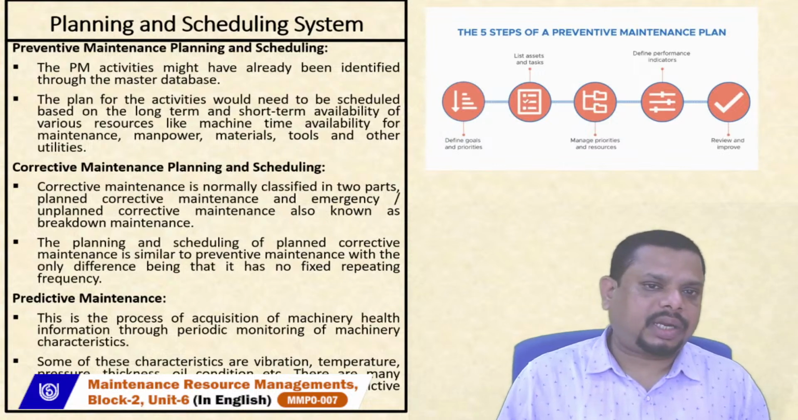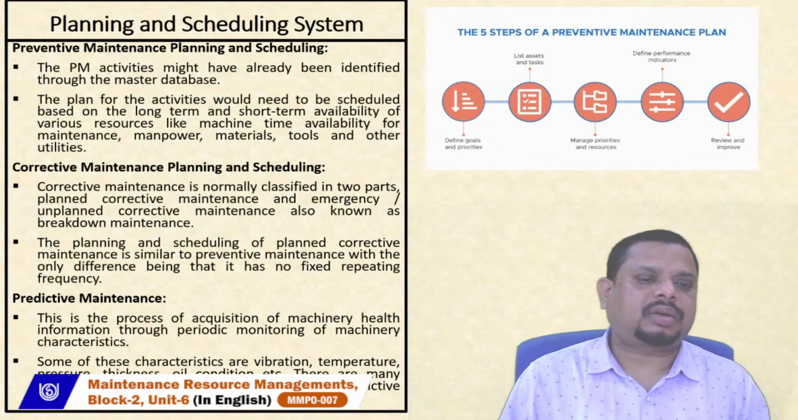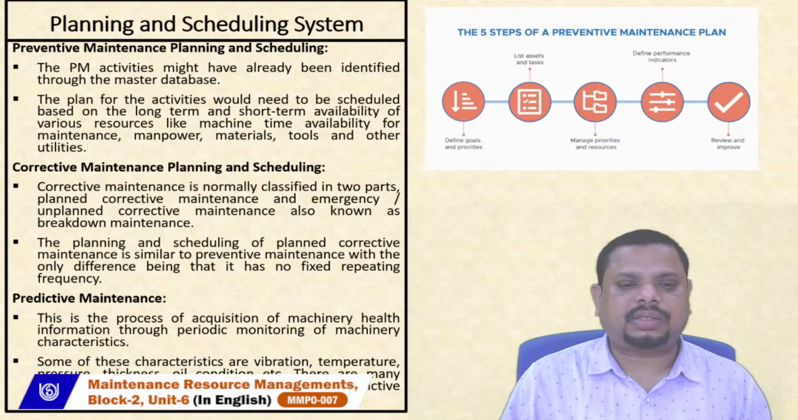The second planning and scheduling system we have is known as corrective maintenance planning and scheduling. So under corrective maintenance, it is normally classified into two parts, known as planned corrective maintenance and emergency unplanned corrective maintenance, which is known as breakdown maintenance. So planning and scheduling of planned corrective maintenance is similar to preventive maintenance, with the only difference being that it has no fixed repeating frequencies.